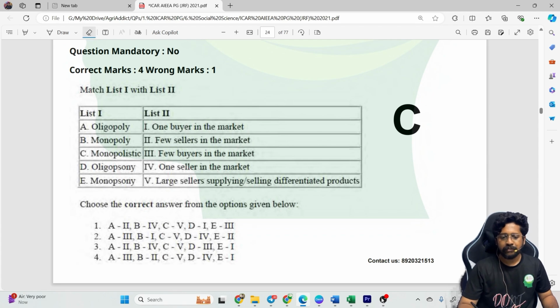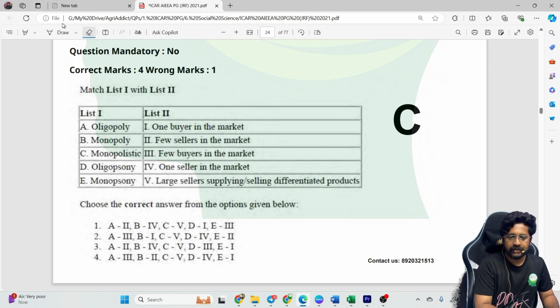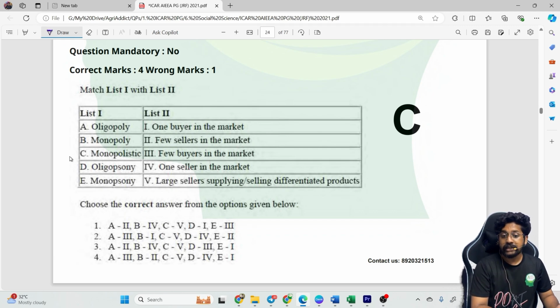So the next question is match the following. There are different types of market structures given, and the conditions for those market structures are given in the list too. So oligopoly, monopoly, monopolistic, oligopsony, and monopsony are given. Oligopoly, monopoly, and monopolistic competition are based on the number of sellers in the market, right? In the oligopoly, only a few sellers will be there. Monopoly, only one seller will be there. Monopolistic, actually many large sellers will be there. Monopolistic competition shares the features of perfect competition as well as the monopoly, but still there will be a large number of buyers and sellers selling differentiated products, right?